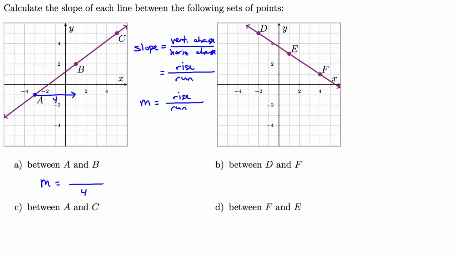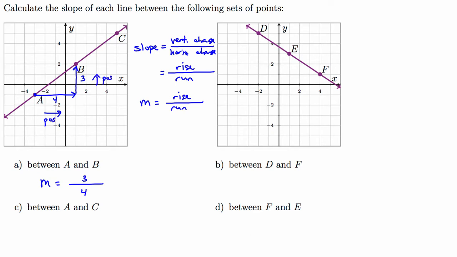Now to get up to where B actually is, I will need to go up 1, 2, 3. So I will have a rise of 3 compared to a run of 4. That gives me a slope of 3/4. It's important to note when you're counting out the slope, if you move to the right, that is a positive run, and if you move up, that is a positive rise.